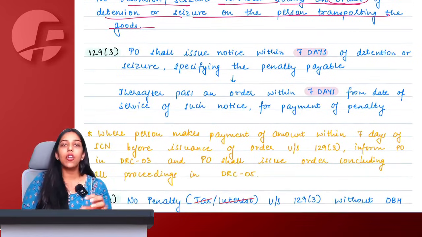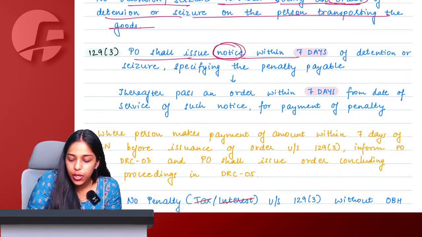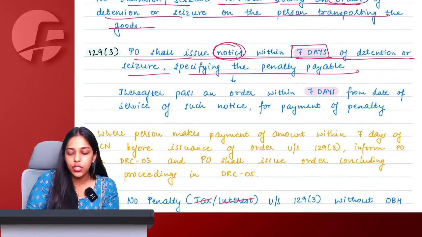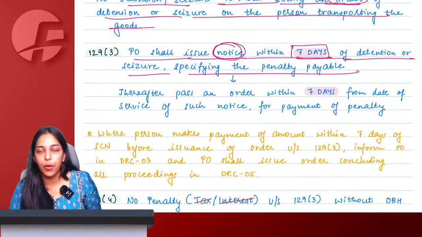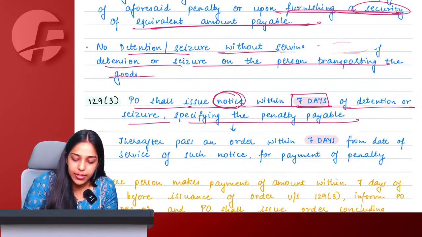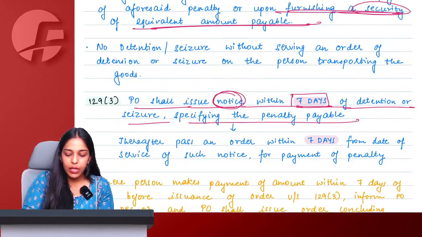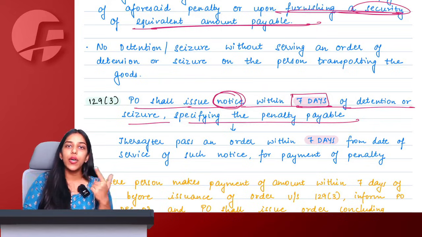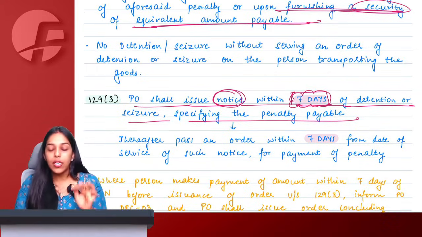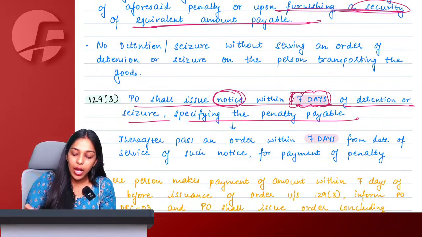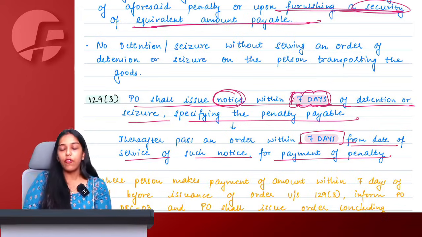Now, no detention or seizure without serving an order of detention or seizure. Of course, see, you cannot directly do detention and seizure. First, you will issue a notice. First, the proper officer will issue a notice within 7 days of detention or seizure specifying the penalty payable. You cannot levy penalty without ever giving opportunity of being heard. So, first of all we will always issue a notice on you and give you 7 days' time to give reply on that notice. Now, after considering your reply, we will pass an order within 7 days from the date of service of such notice for payment of penalty.